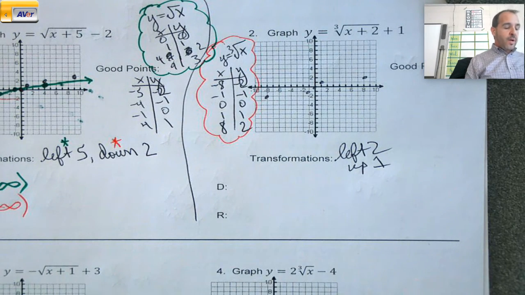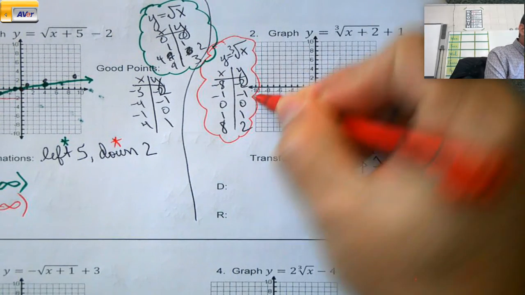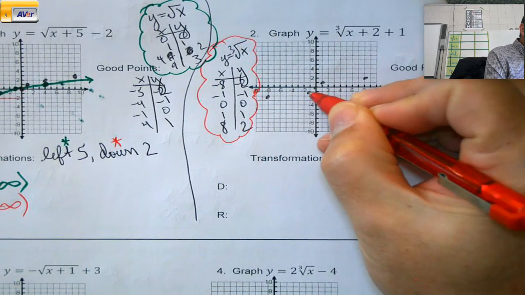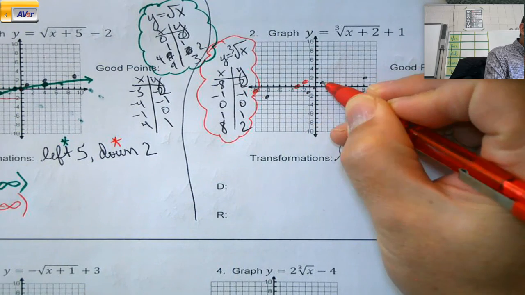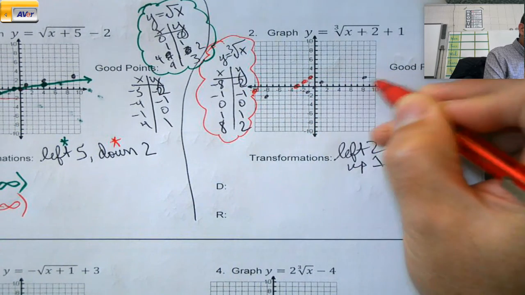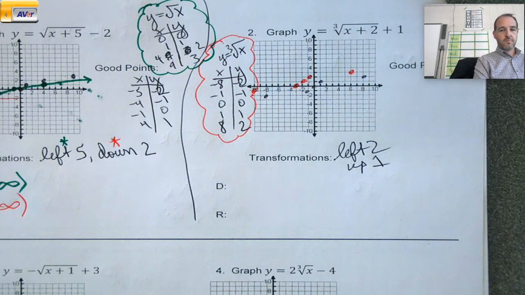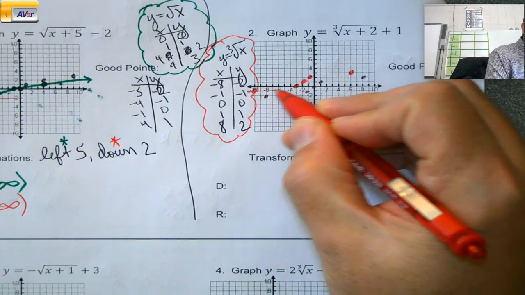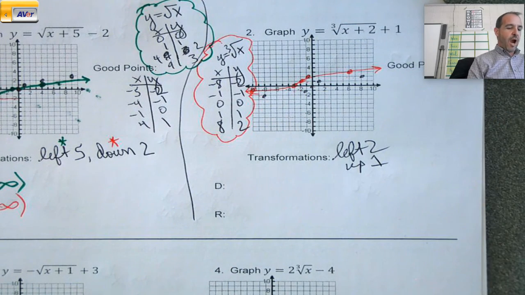And then I go in. Here, we're going to do it the opposite way this time. We're going to do all of our mental stuff here first, and then I'm going to put it on the calculator. I'm going to go left 2 and up 1. Left 2 and up 1. Okay. This is going to be my graph.